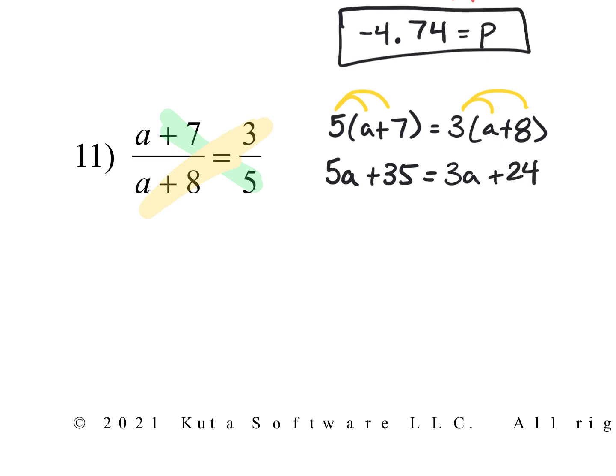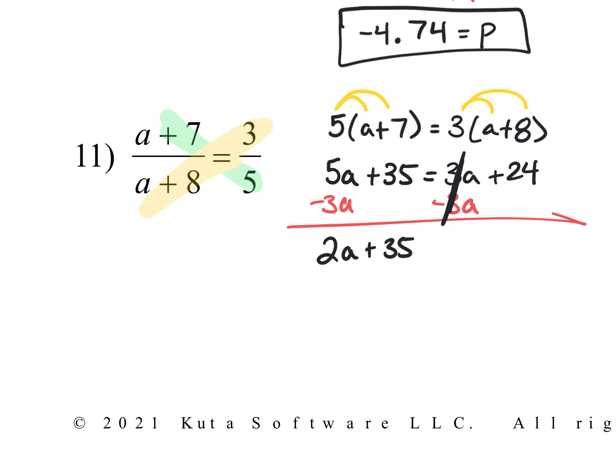Now, what you should remember when you solve these kinds of multi-step equations, it doesn't matter which side you move all your a's to, you just got to move them. So I don't care if you subtract the 5a over or you subtract the 3a. I personally try and keep them positive. So what I would do is subtract 3a from both sides. So that way the a's cancel on the right. 5a minus 3a is 2a. So you end up with 2a. You didn't do anything to the plus 35, so you bring it down. And that is equal to 24.